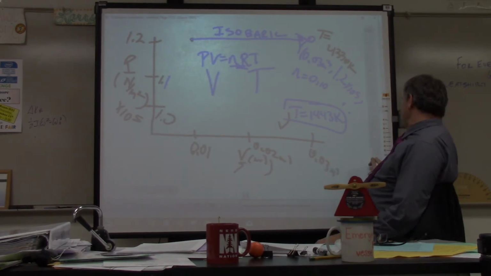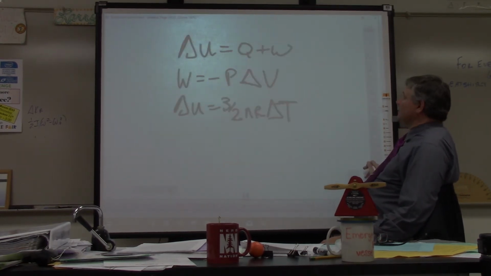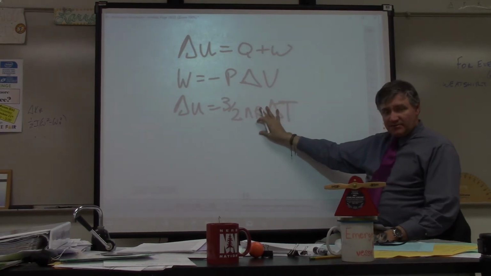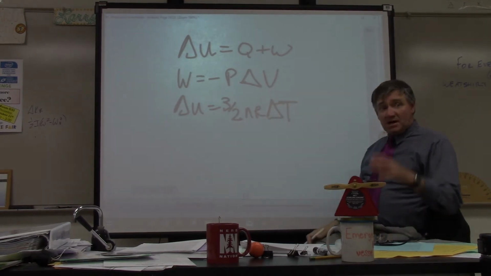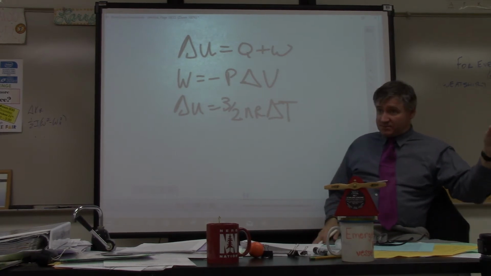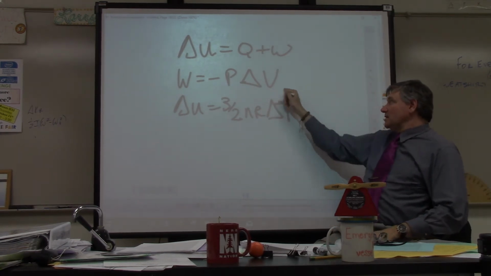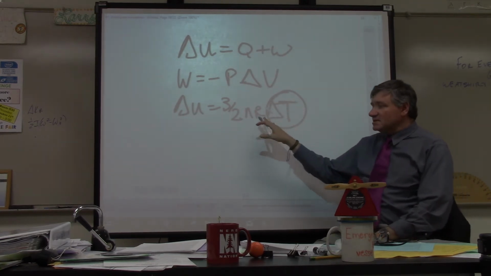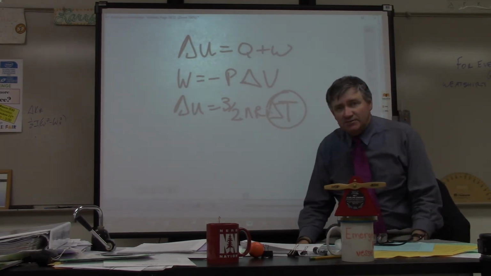So right away, I know that, because I've got... what's going to be the sign of that change in temperature, positive or negative? Positive. My temperature final is going to be greater than my temperature initial, so this is going to be some positive number. I got n and R. So if your delta T is positive, what has to happen to the sign of delta U?